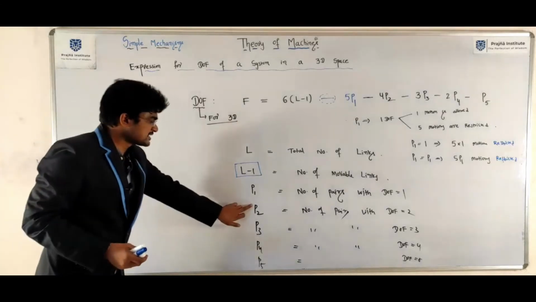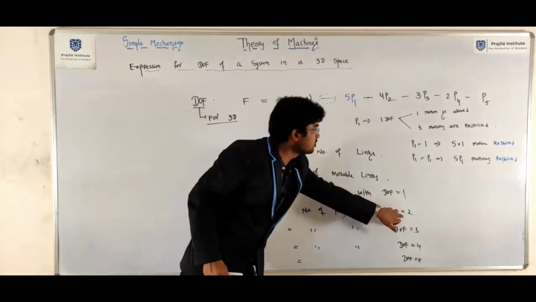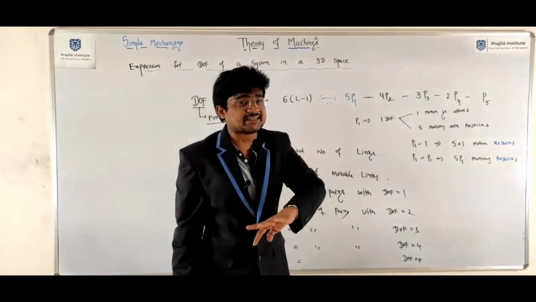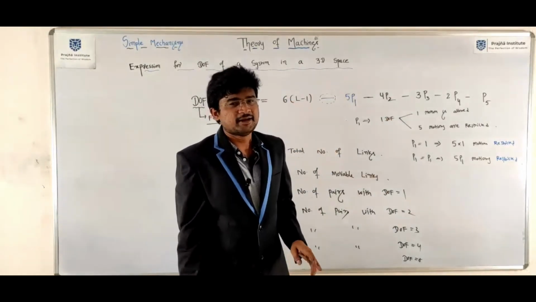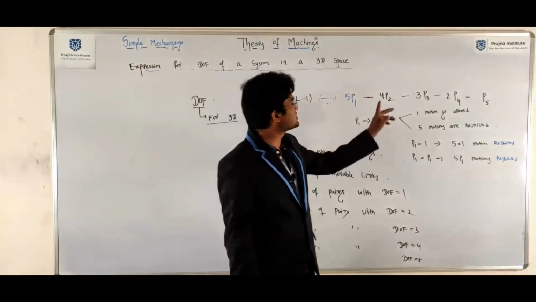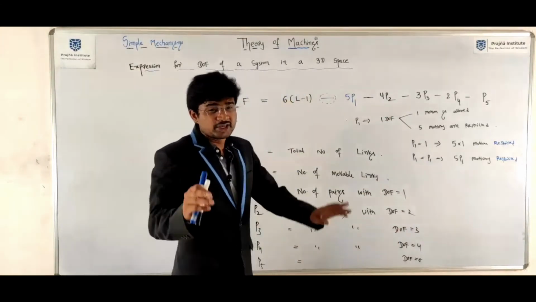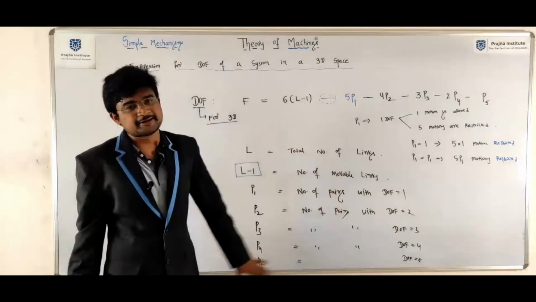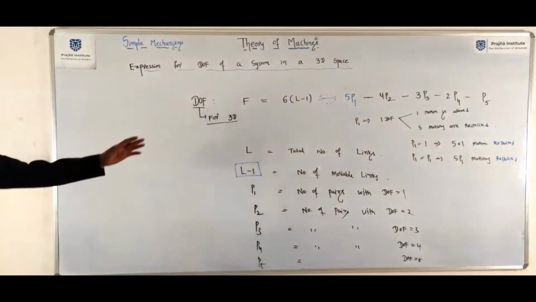Similarly, P2 means 2 motions allowed, 4 motions restricted. P2 number of joints, P2 number of pairs are there. Total motions restricted will be 4 into P2. We are now in a position to explain this equation instead of by-hearting it. Write down up to here.